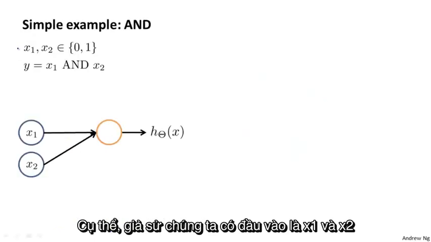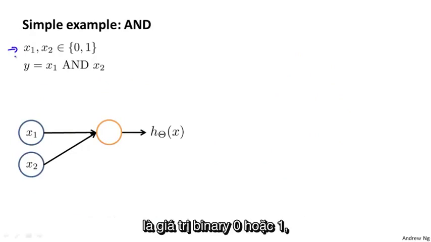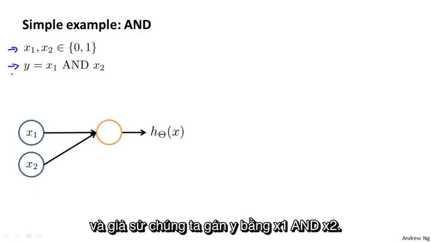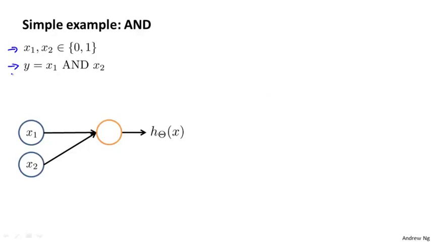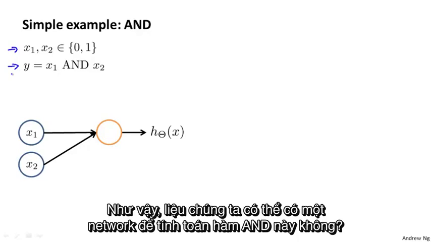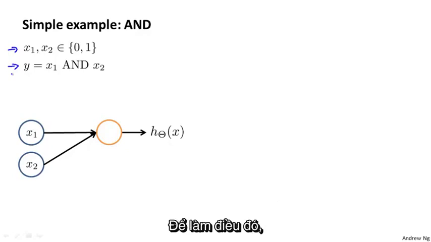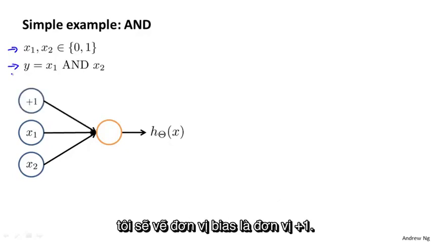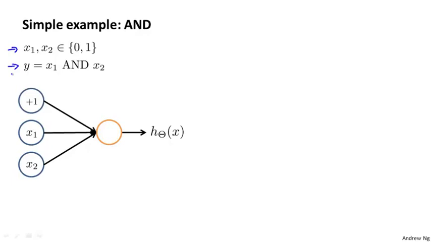Concretely, let's say we have inputs x1 and x2 that are again binary, so either 0 or 1, and let's say our target label y is equal to x1 AND x2. This is a logical AND. So can we get a one-unit network to compute this logical AND function? In order to do so, I'm going to actually draw in the bias unit as well, the +1 unit.